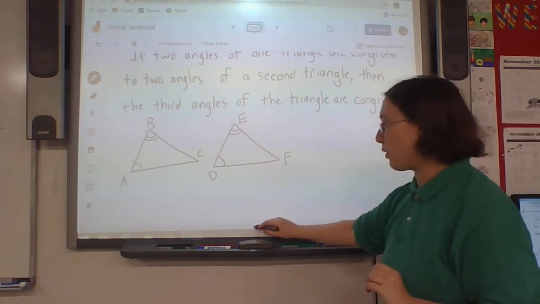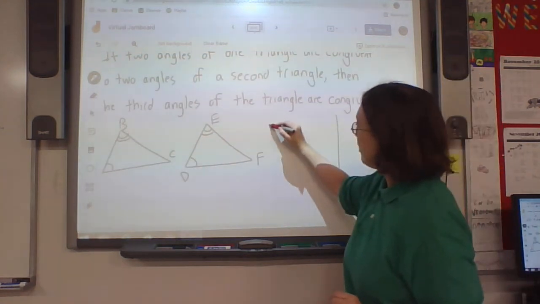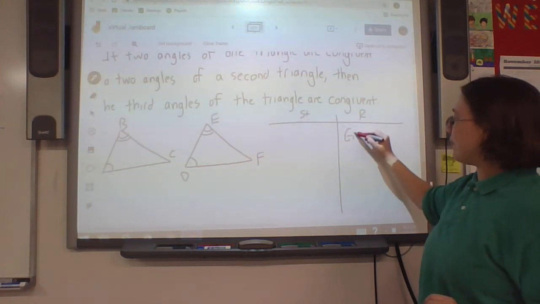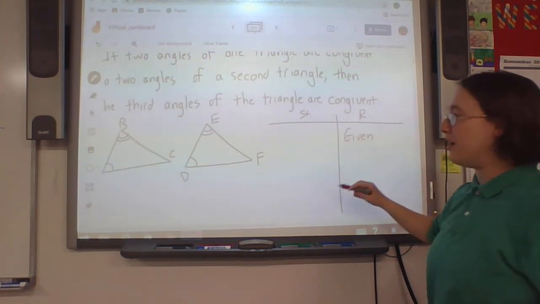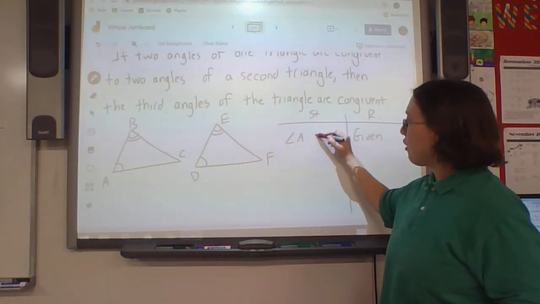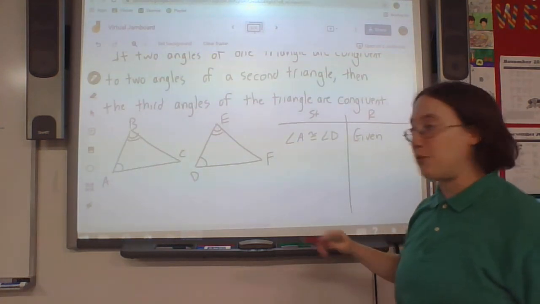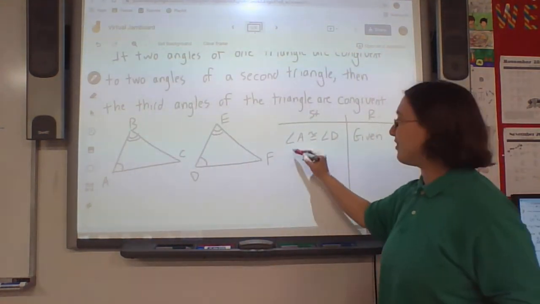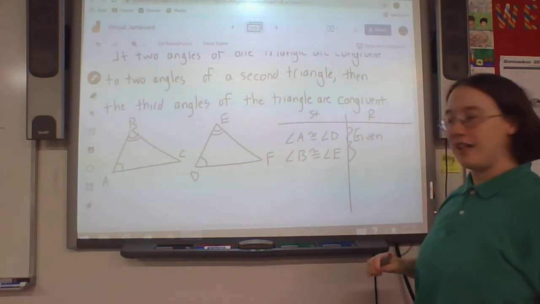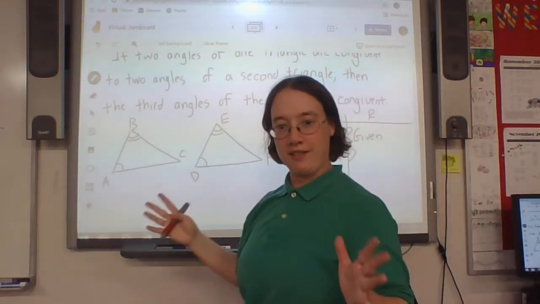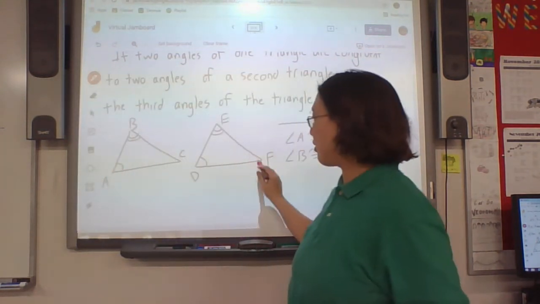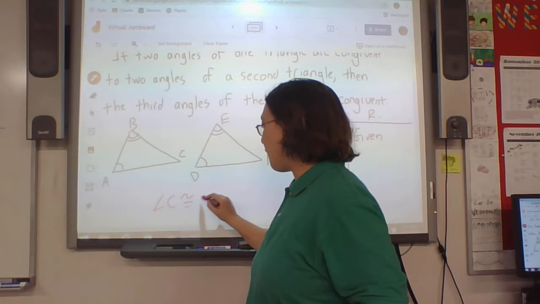That's our given. So we're going to put that in our table. So we got some statements, we got some reasons. We're going to put that under given. So those are the angles we're starting off with. So we're starting off with angle A is congruent to angle D. And we're starting off with angle B is congruent to angle E. So that's our given. And we're trying to get to the point where we can say that that means that our third angles also have to be congruent. So we're trying to get to angle C is congruent to angle F. So that's the thing we want to prove.